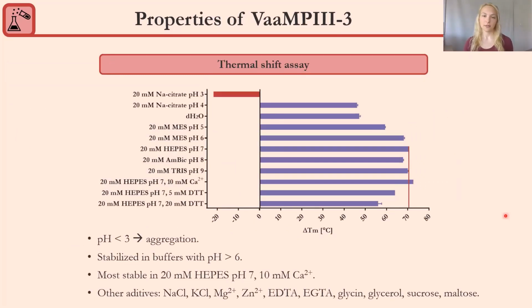So we used thermal shift assays to assess the suitability of buffers for storage, isolation, and functional testing of VAA-MP3/3, and we found that it aggregates in buffers with pH below 3 and is most stable in buffers with pH above 6. We could stabilize it with addition of calcium ions, but no other additives we tested could further stabilize it.